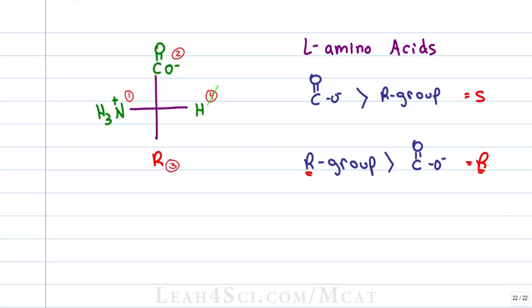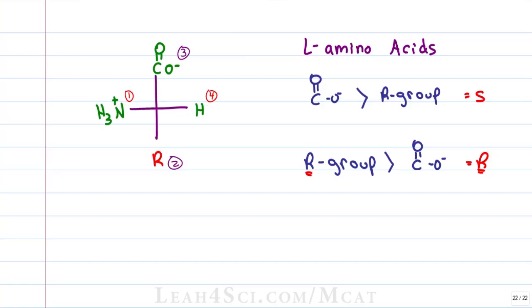This means we cancel out 4, trace the path from 1 to 2 to 3, reverse the direction. That is S. That's the first condition. In the second condition, we said the R group outranks the carboxylate, making the R group 2 and the carboxylate 3. Once again, we cancel out number 4, trace the path from 1 to 2 to 3, and reverse the direction, because 4 is forward. That gives me R. That's pretty simple.